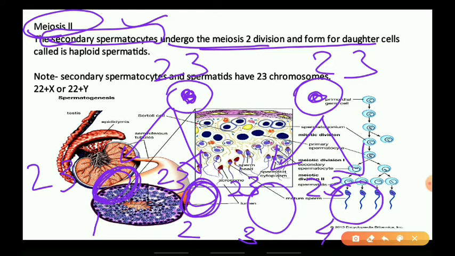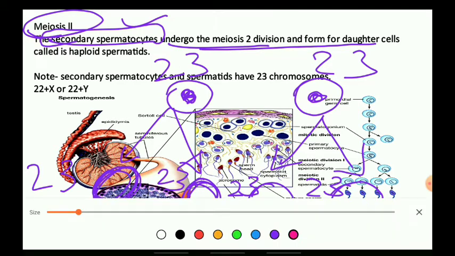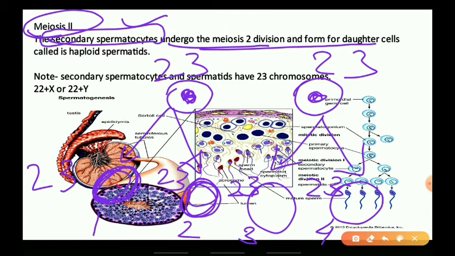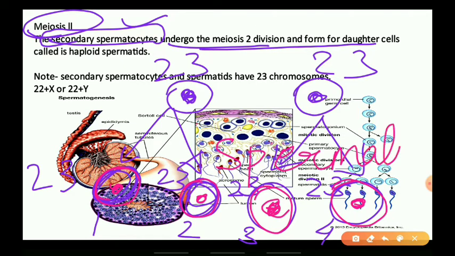And the 4 cells which are formed are called spermatids. You can see here, these formed cells are called spermatids. Hope it is clear. And how are they formed?